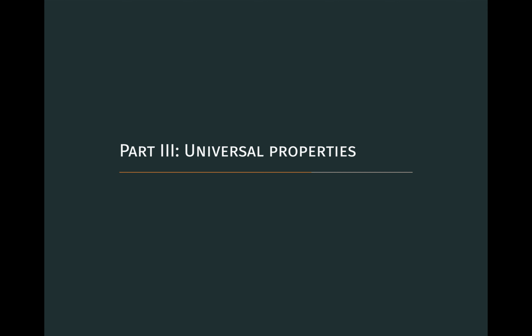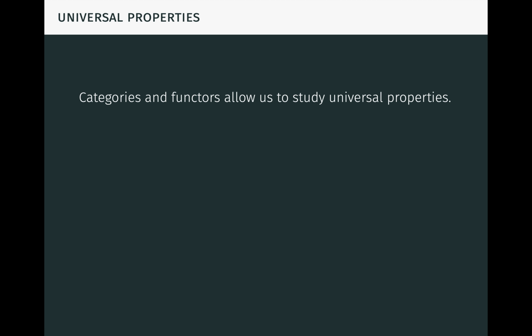So let's get started. Categories and functors allow us to study universal properties. The best way to really learn about universal properties is to look at lots and lots of examples and see what they have in common. But we don't have time for lots of examples in this video, so instead I'll provide a general description and then present a few examples.